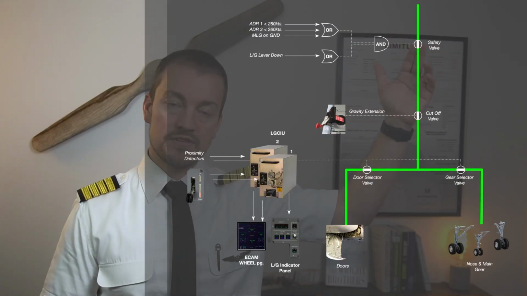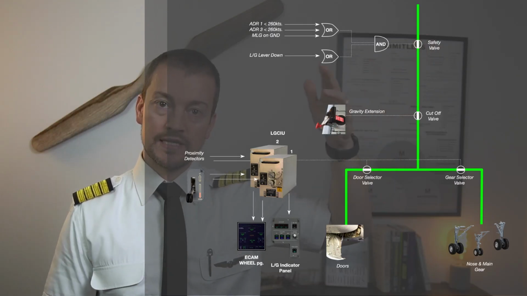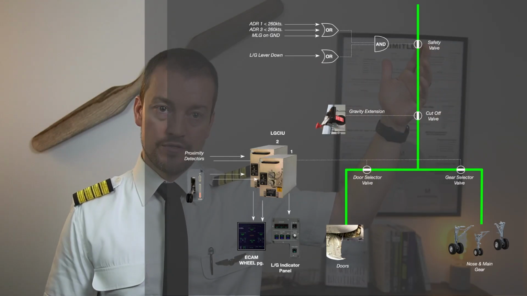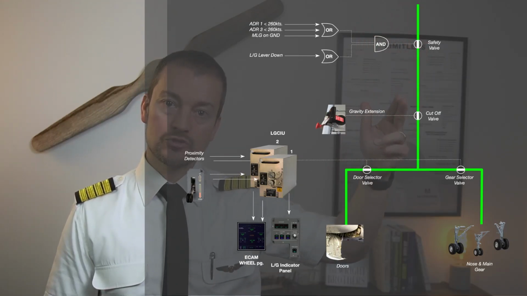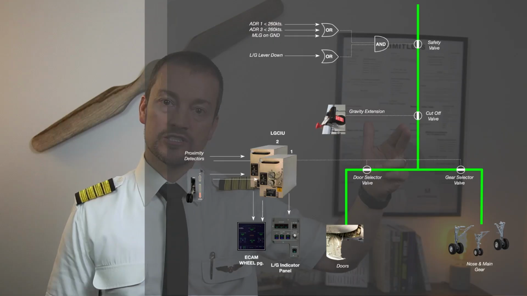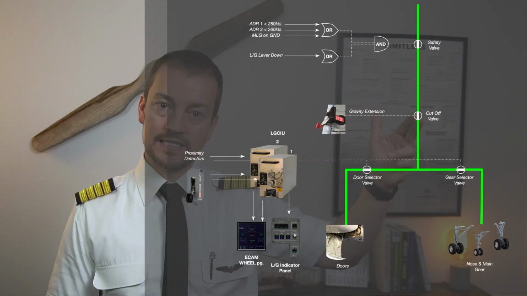As this safety valve is operating in its normal operation and it's open, let's say we're putting the landing gear down at 230 knots or so, then pressurized fluid is allowed to go down past the gravity extension cutoff valve, which is open. I'm going to come back to this in a second.